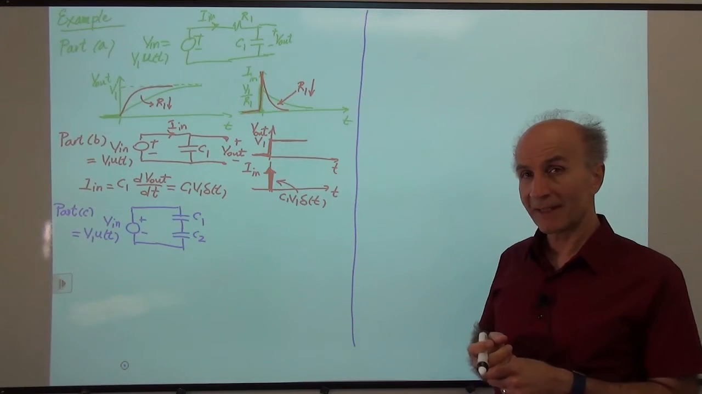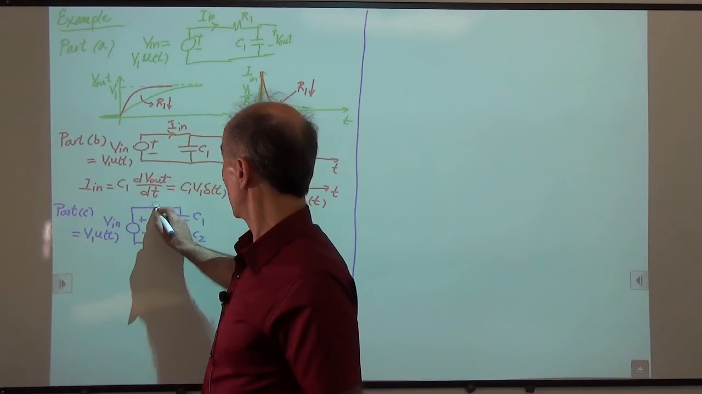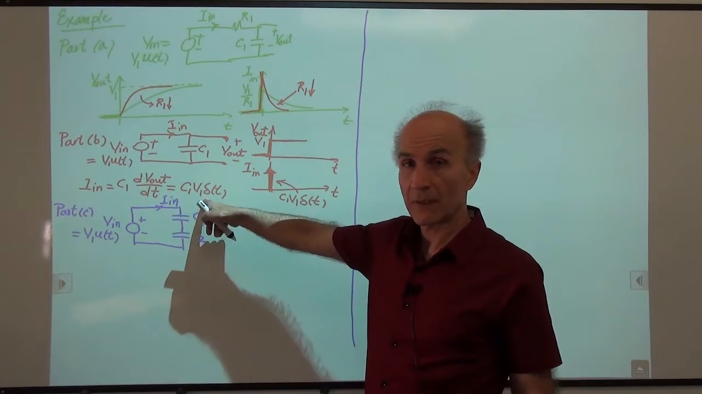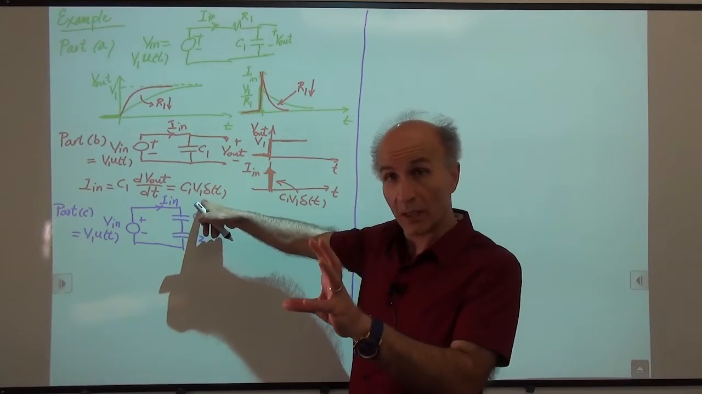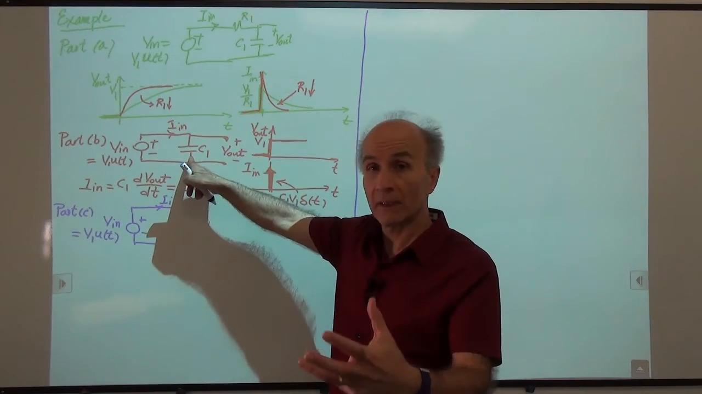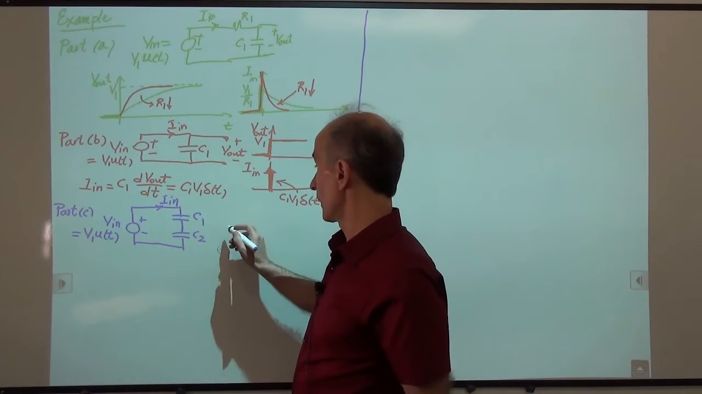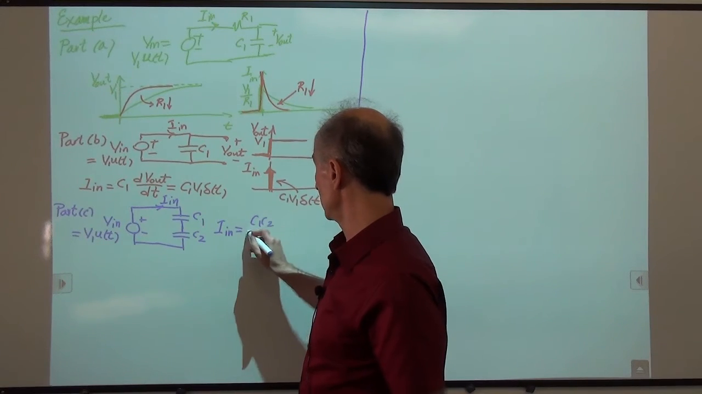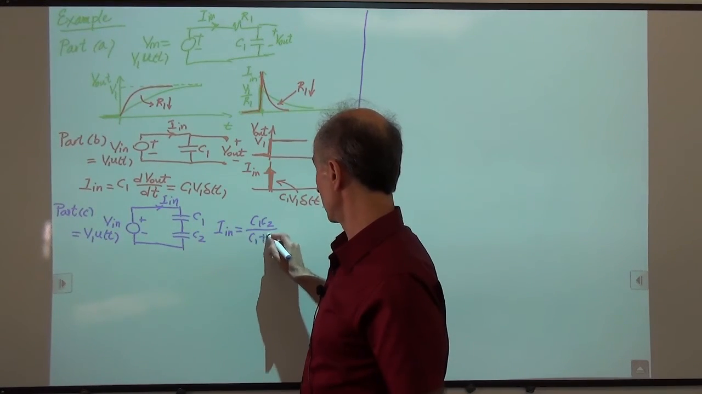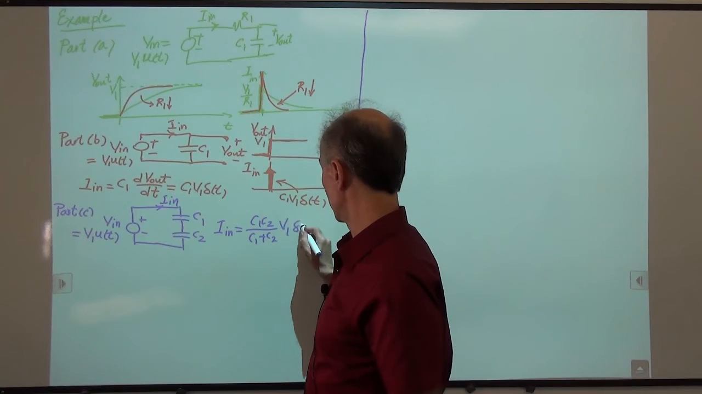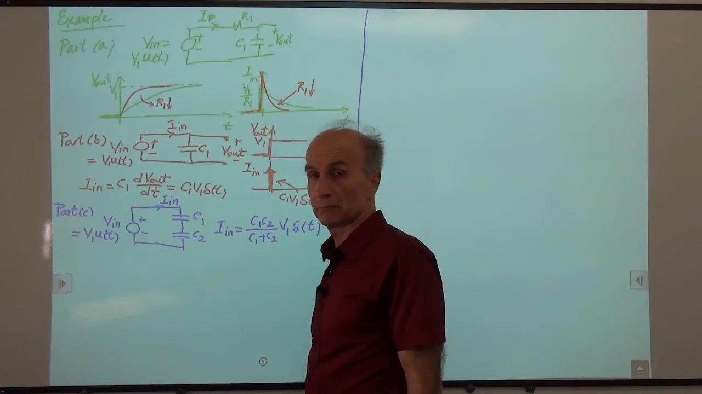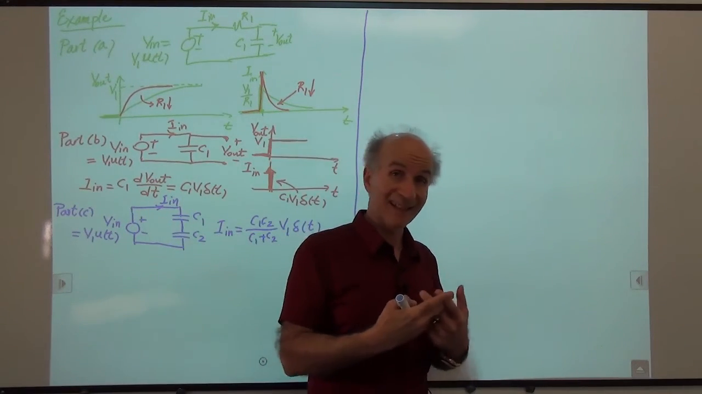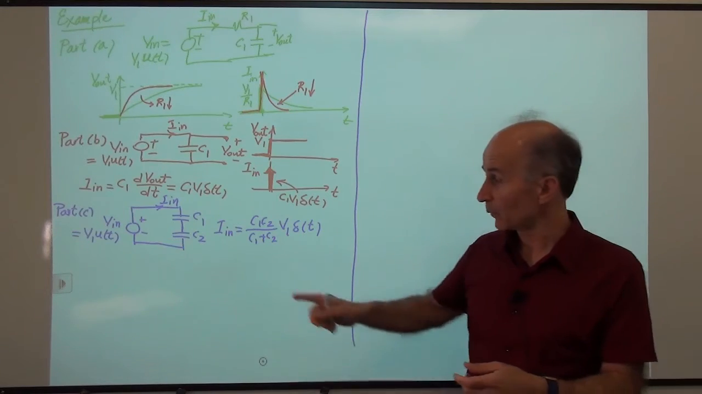So how much is I in this case? I in. Well, we just go back to the previous equation and we say we just have to replace C1, this capacitor, with the equivalent capacitance of these 2. So we can say that I in is equal to C1 C2 over C1 plus C2 times V1 delta of t. Remember that when capacitors are placed in series, the result is less than each of them. So that's why we have this equation.